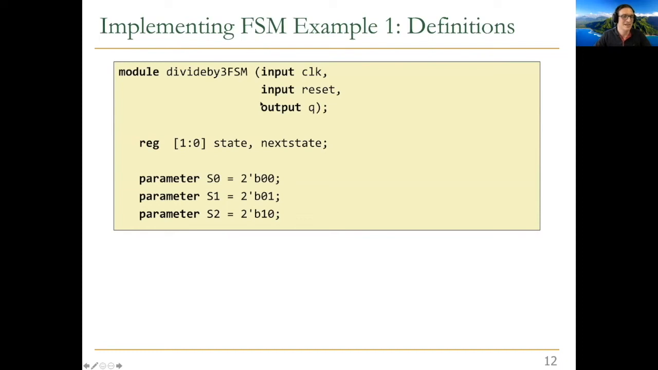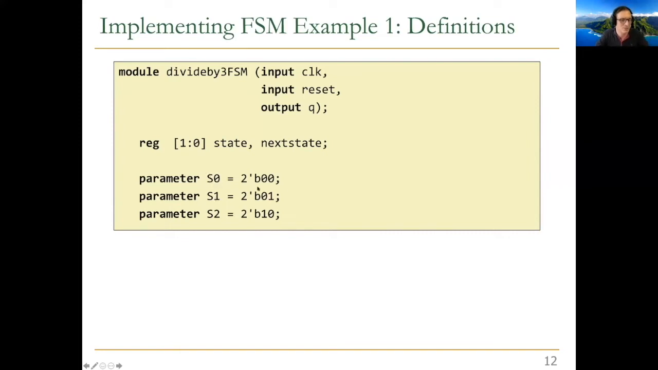And this is the finite state machine to be able to do that. So we're going to define this. You have an input clock, it's resettable, and then you have an output Q in this case. And we have a state and next state, as you can see. We need 2 bits for that because we have 3 states. And then we use parameters to define the state so that it's more readable, S0, S1, S2.